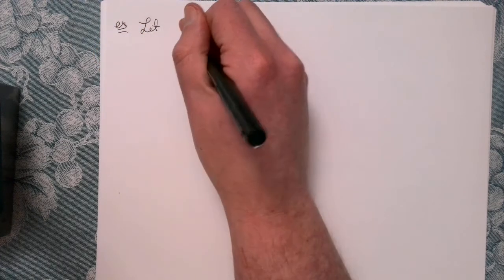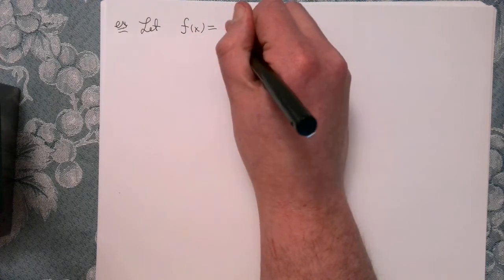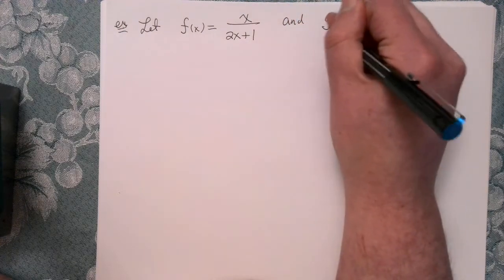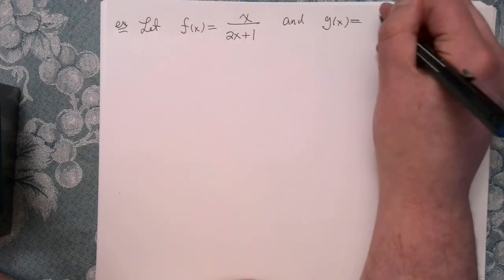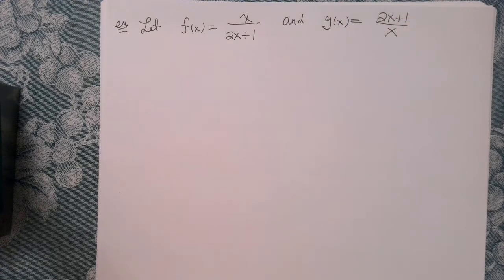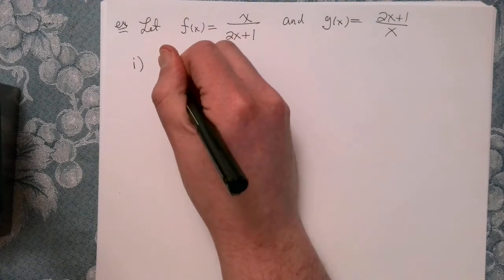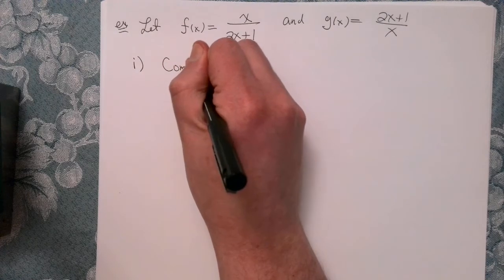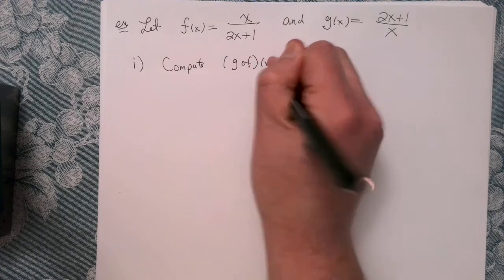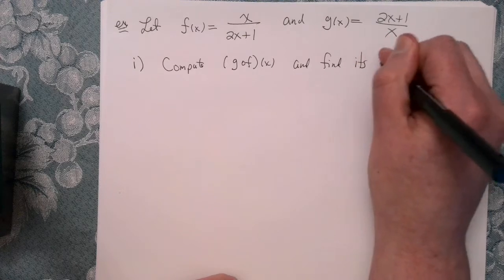So in this case, let's let f of x equal x over 2x plus 1 and g of x equal 2x plus 1 over x. Let's first compute g after f of x and find its domain.